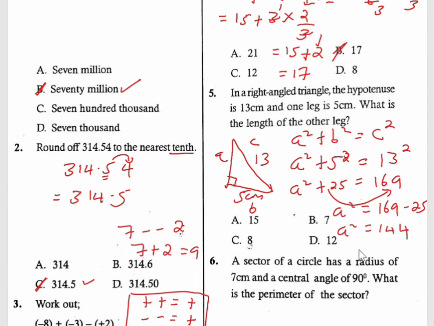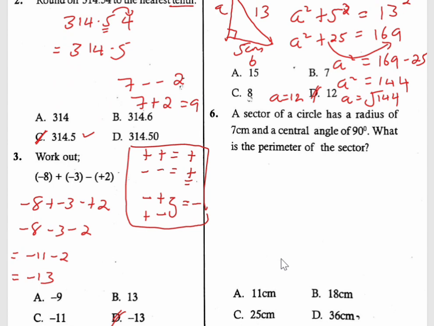So I need A, not A squared. So I'm going to get the square root on both sides. So A will be the square root of 144, and we know that the square root of 144 is 12. And therefore, A is equal to 12. And you can see the answer is D. And therefore, the correct answer is B.